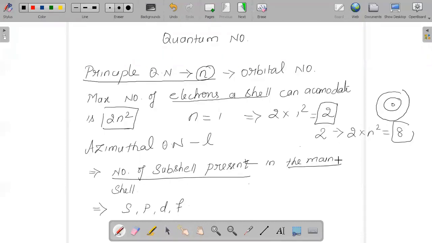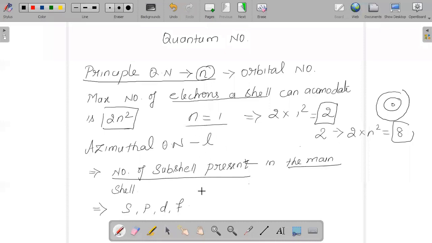Hence, I should know the relation between my n and L. We have said that n is the main shell, the principal quantum number. If I know the n shell, how will I relate that to L, which is nothing but the subshell? So there should be some relation between the shell and the subshell.